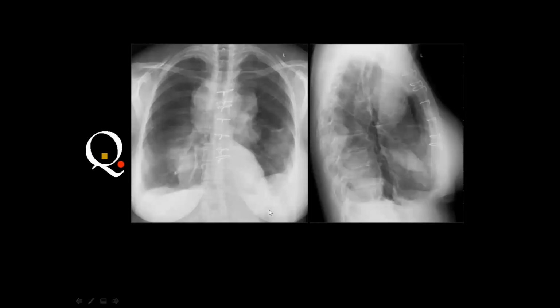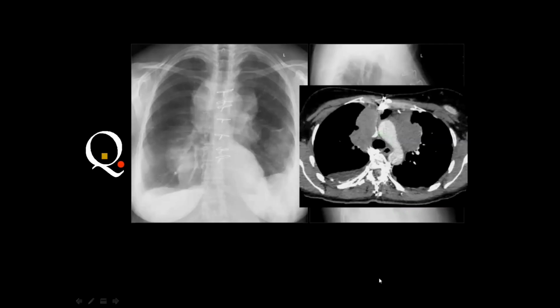Next case, and you see this patient had a previous thoracotomy, and there is a big mass here, and on the lateral chest X-ray, the mass is projected anteriorly. Then what do you think? Aortic aneurysm, mediastinal mass, thymoma. Okay, let us see the CT scan of the same case, and this is the CT scan.